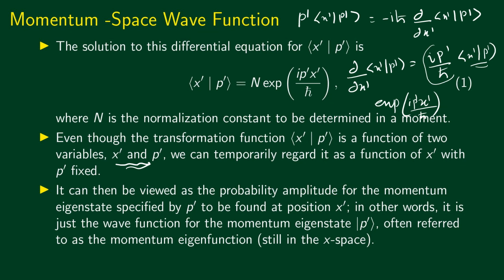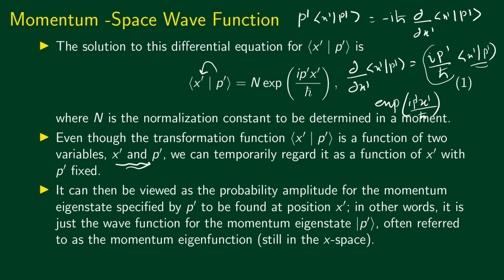All right. Now let's look at it in a slightly different way. Let's fix this p prime. Then what does this equation tell us? If we fix the p prime, this means that we are talking about ket p prime projected onto the position basis. In other words, we are talking about the representation of the momentum eigenket in the position basis. Right? This is the representation of the momentum eigenket in the position basis.